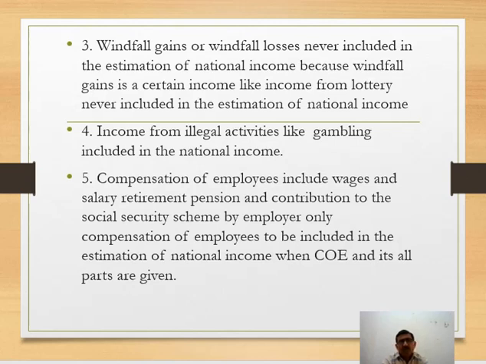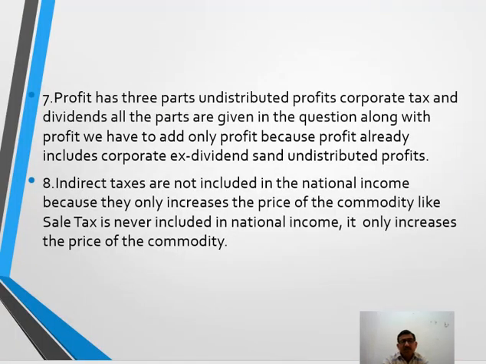Another precaution of the income method: compensation of employees includes three parts: wages and salary, social security contribution, and retirement pension. If all these three parts are given, you have to add only compensation of employees, because its sub parts are only the parts of compensation of employees. Similarly, if profit and its parts are given, only profit is to be included in the estimation of national income, and indirect taxes are never included in the estimation of national income, because they only increase the price of the commodity.